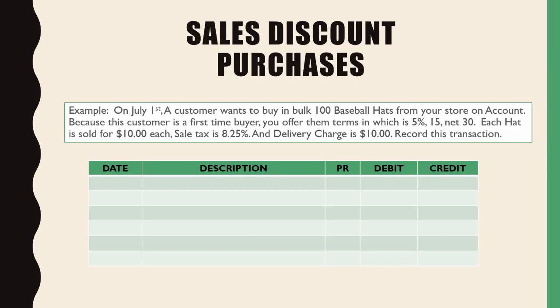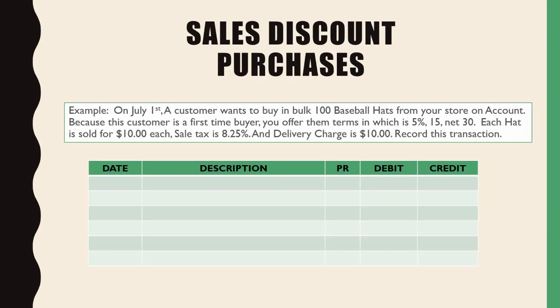Now, let's say I have a customer. On July 1st, a customer wants to buy in bulk 100 baseball hats from your store, and they want to place it on an account. Here's where terms come into play. Because this customer is a first-time buyer, you offer them terms of 5/15, net 30. This is where we apply terms, which can be used for both vendor and customer.